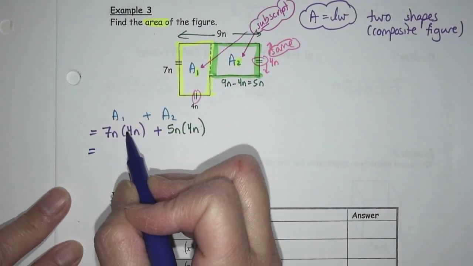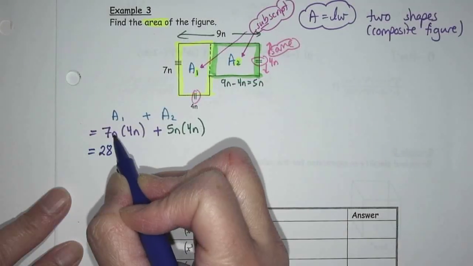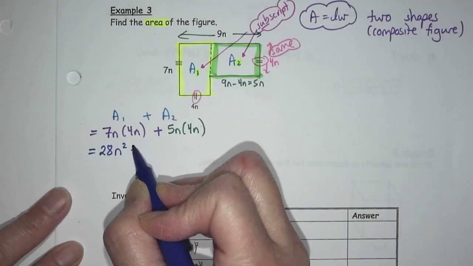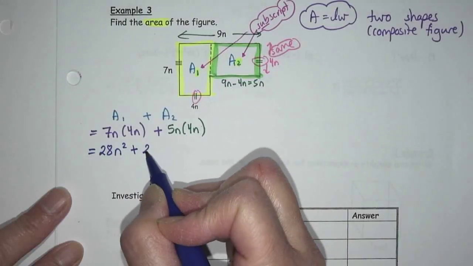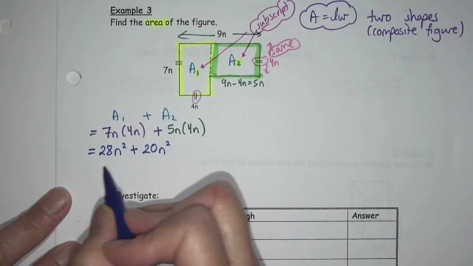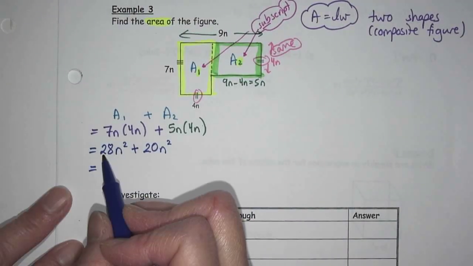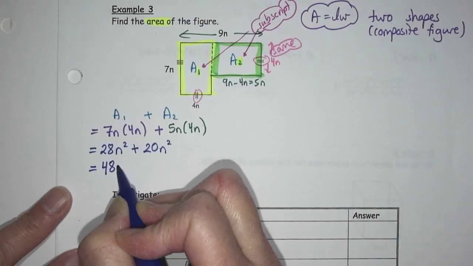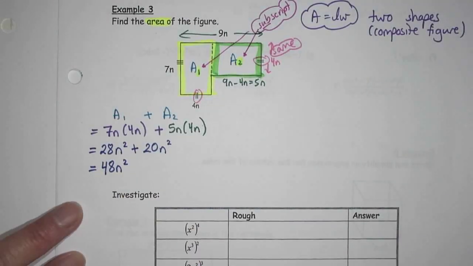So when you multiply this, it's 7 times 4, so it's 28. N times n, like we said before, is n squared. 5 times 4 is 20. N times n is n squared. These are the same n squared. So if I have 28 n squareds and 20 n squareds, I should put them together and say I have 48 n squareds. So that's one way to solve it.